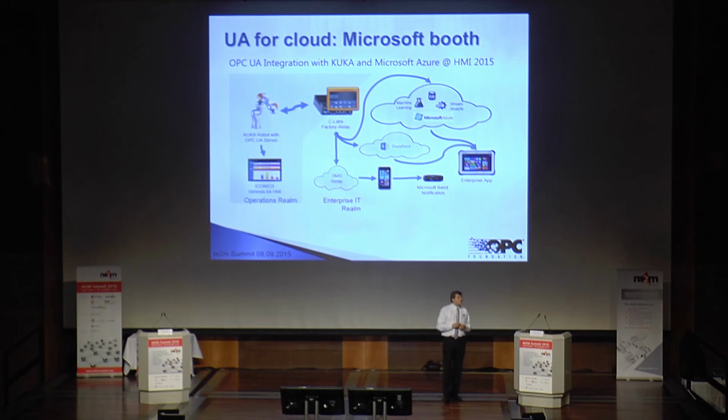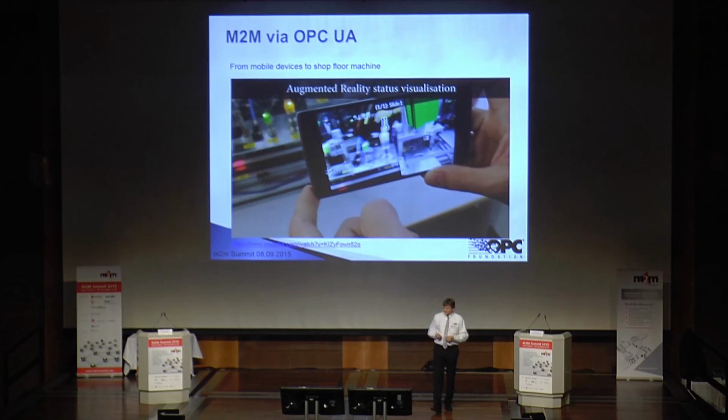At the Hannover trade show, Microsoft also published and made a live demo that they had OPC UA in their Azure cloud, and KUKA implemented OPC UA into their robot. So data from the robot could automatically connect to the cloud in a simple, super secured, but standardized way.